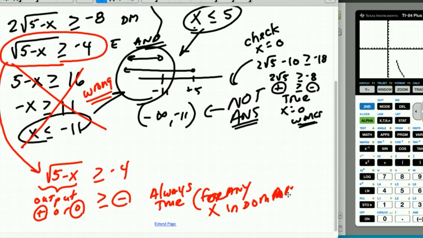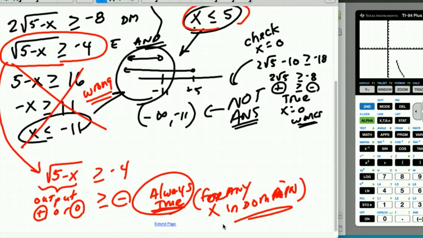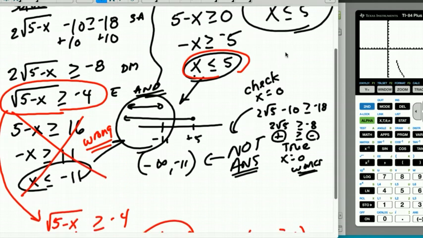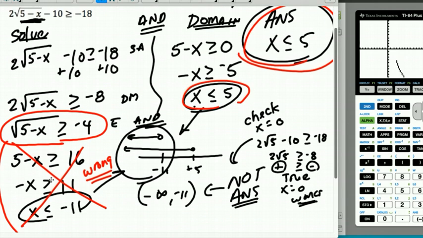I still can't plug in, let's say, a negative or a positive 20, because that'll give me an imaginary number, but any x in the domain, and the domain was x is less than or equal to 5. So basically, since this is always true for any x in the domain, the only actual restriction is the domain, and none of this matters.